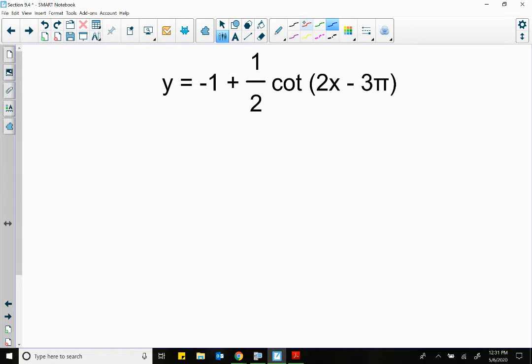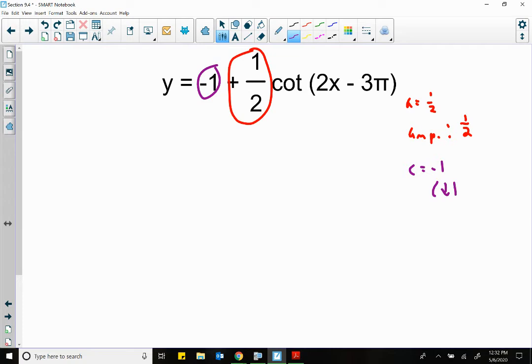All right, so again, right here's the A. So we know that A is equal to 1/2. So that means our amplitude right now is going up to a positive 1/2 and down to a negative 1/2. Okay? Here's the C. So C is equal to a negative 1. That means we're moving down 1.